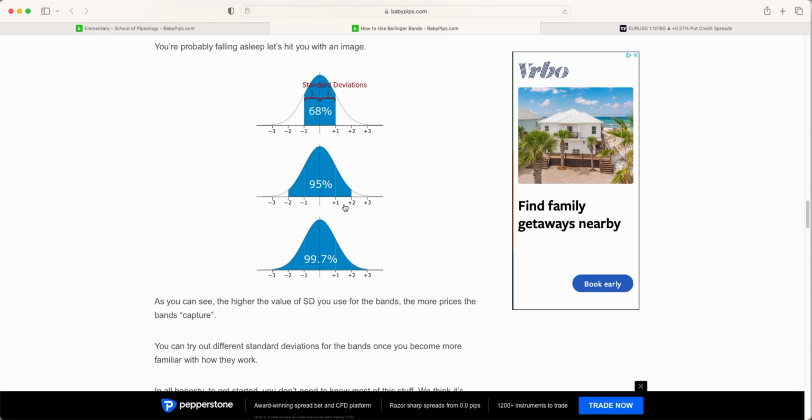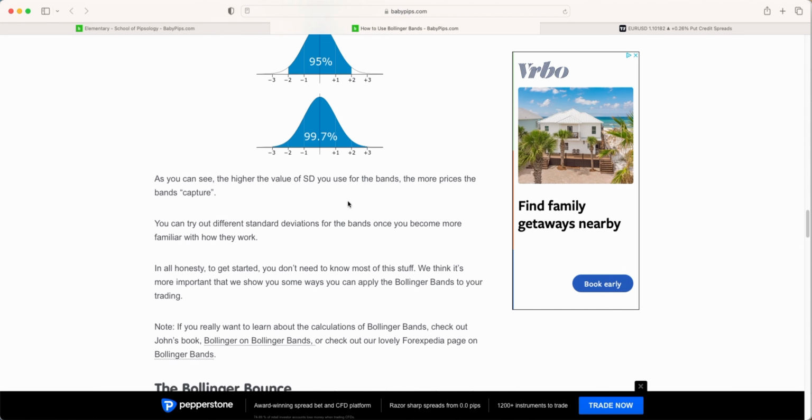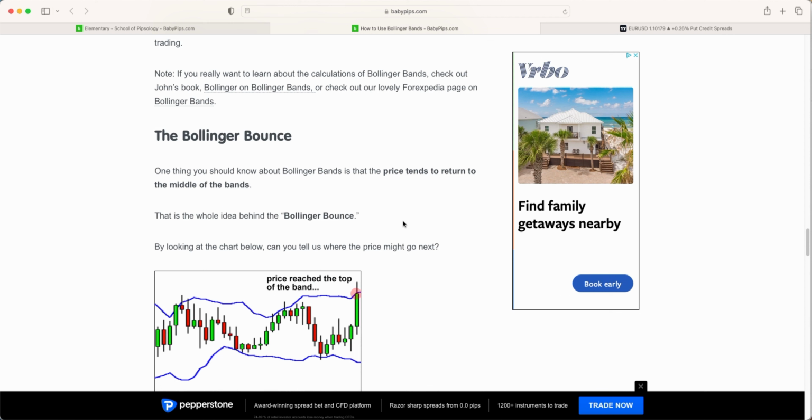And what we can do using Bollinger Bands is trade off those levels. So there are really 2 ways to trade Bollinger Bands. The first one is a Bollinger Band bounce. So again, you've got your 2 standard deviation upper band and your 2 standard deviation lower band.